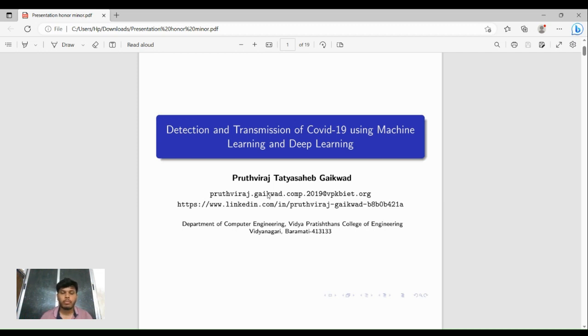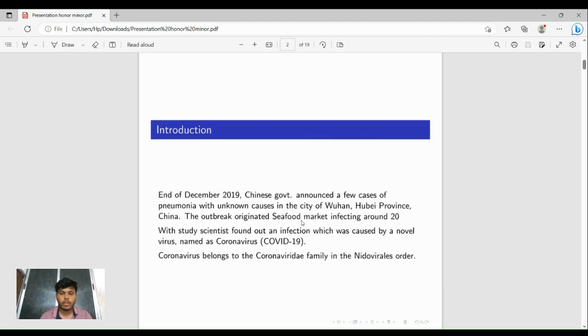I'm from BComp. Today, my seminar topic is the detection and transmission of COVID-19 using machine learning and deep learning. For introduction, we can say that at the end of December 2019, the Chinese government announced a few cases of COVID with unknown causes in the city of Wuhan.